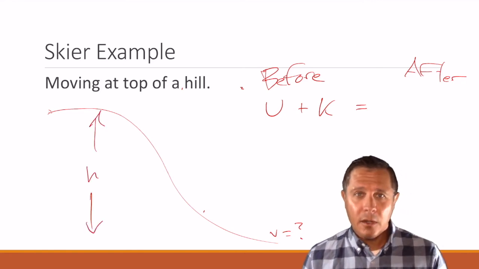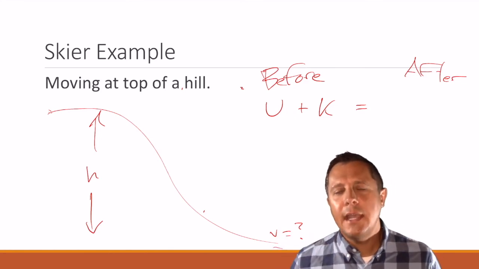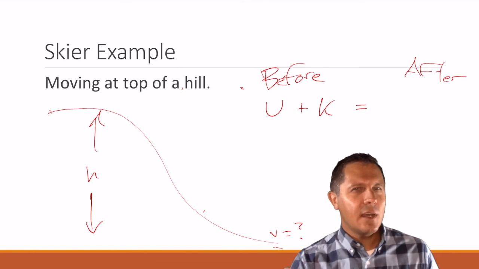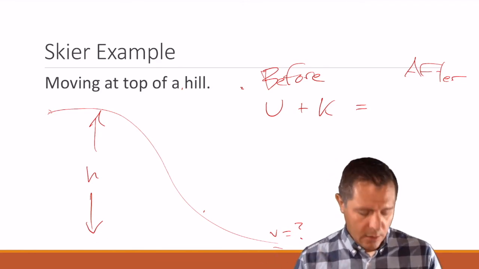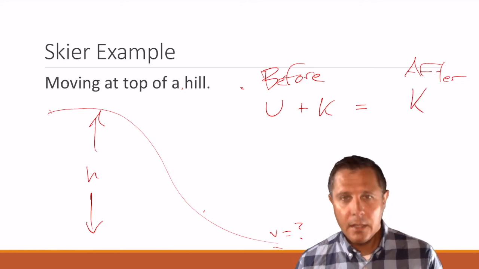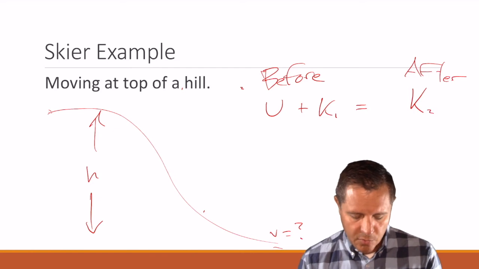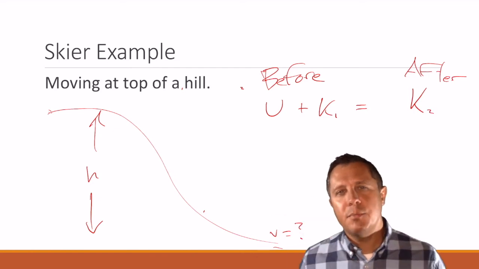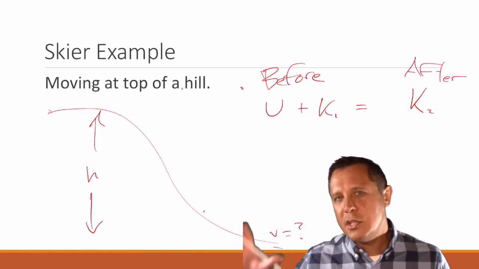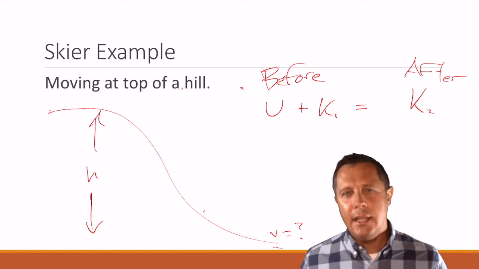Now, after, when she's at the bottom of the hill, if she's at the bottom of the hill and the height is 0, does she have potential energy? No. She has kinetic only. So she'll have kinetic here. Now, the numbers are going to be different, so I'll put a little 1 here, and I'll put a little 2 there. Okay? So the first step when you do conservation of energy problems is just list all the energies before on the left-hand side, list all the energies after on the right-hand side.